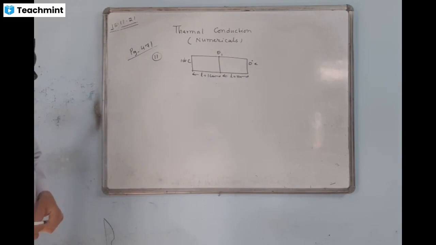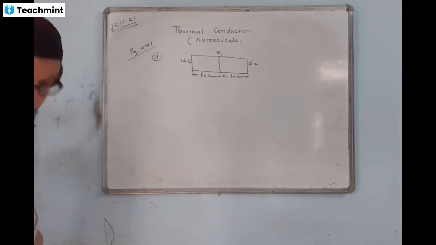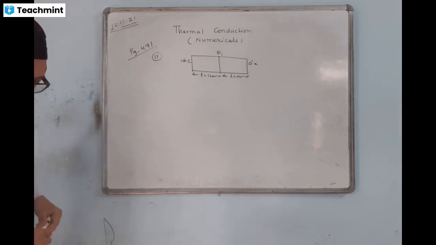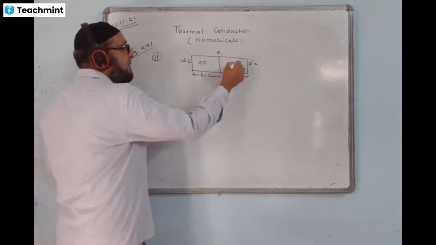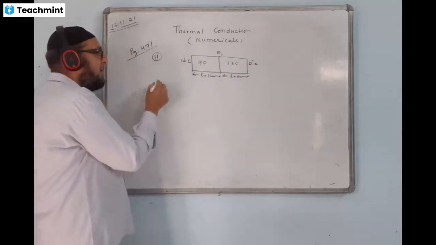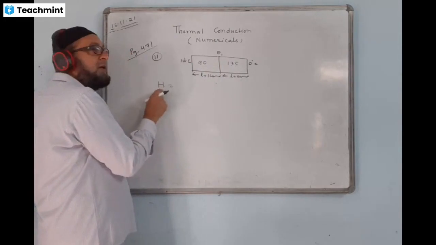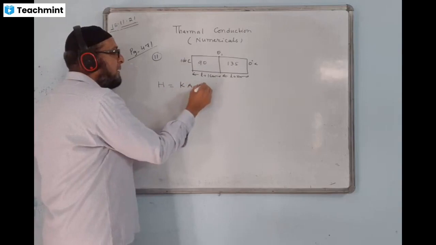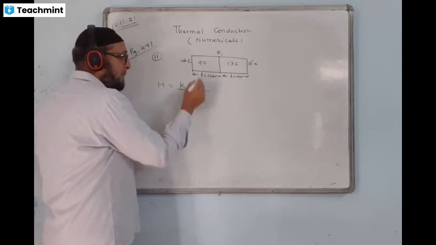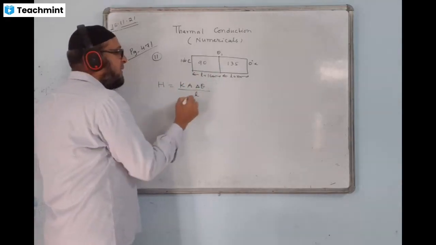Conductivity values are given, 90 and 135. This is 90, this is 135. So we'll do the same way. What is the formula of heat current or rate of flow of heat? The formula we know as K A delta theta by x. X is the same as L over here.